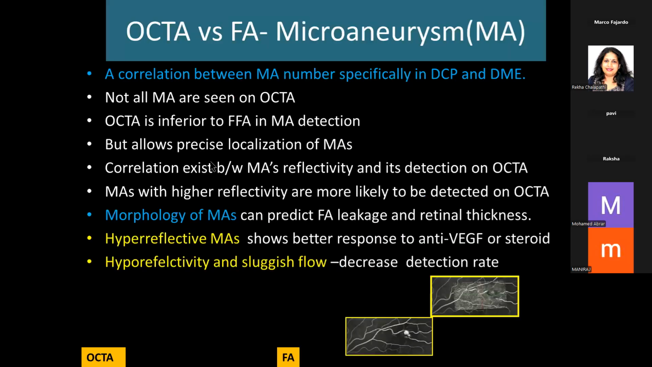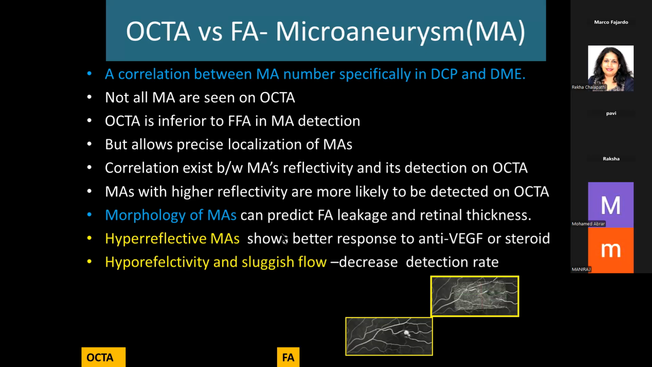Not all microaneurysms are picked up on OCTA. Sometimes OCTA can be inferior to FFA, especially in microaneurysm detection, because of the sluggish flow. But one important thing is please look into the microaneurysm reflectivity on the OCTA, because microaneurysms with high reflectivity are more likely to be detected on OCTA than those with low reflectivity. As you know, the internal structure of microaneurysms depends. It could have a lipid content, it could have layered endothelial cells. So reflectivity of microaneurysms varies.